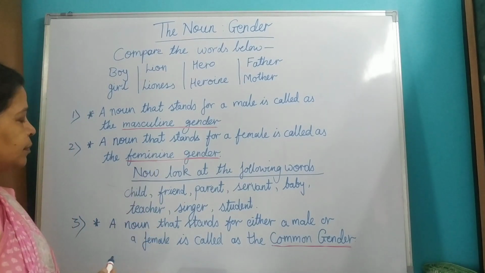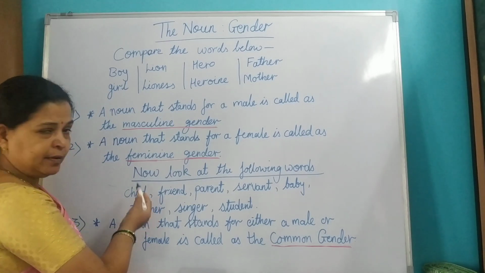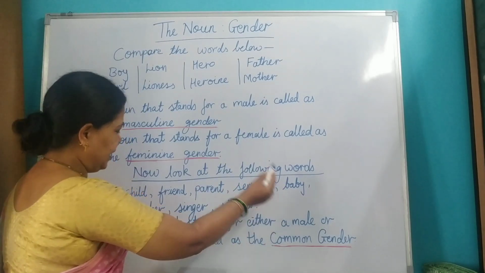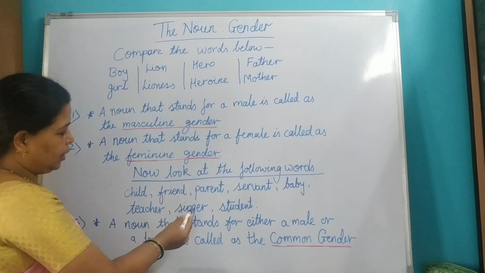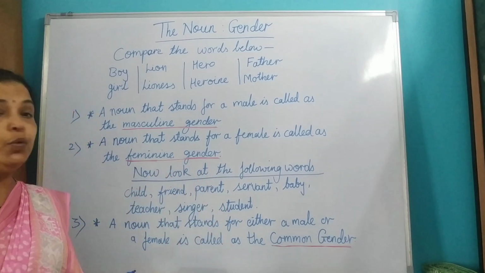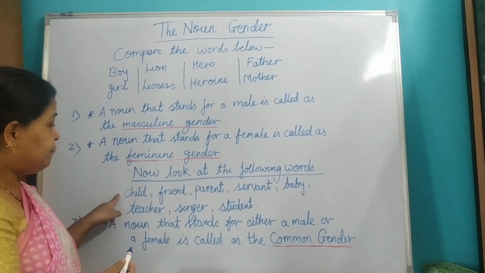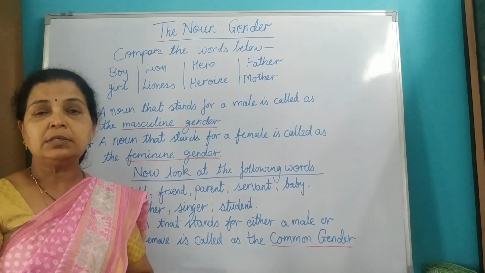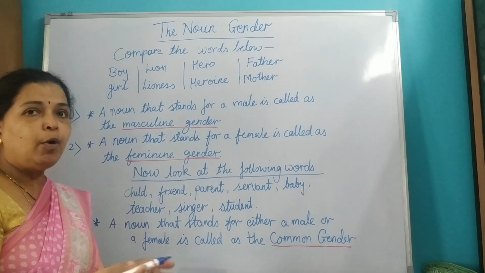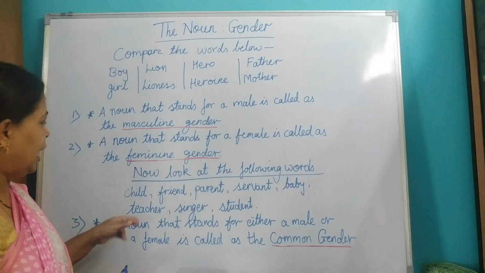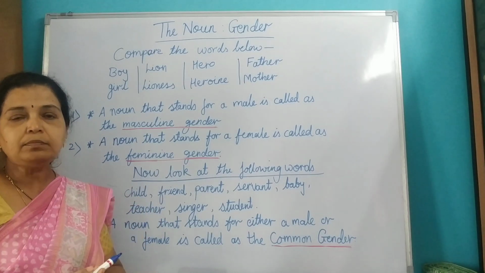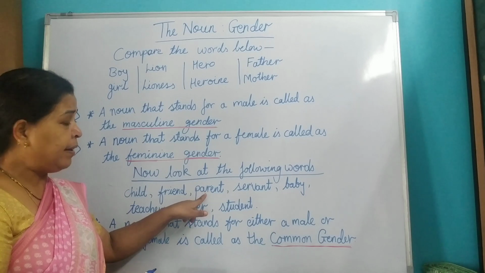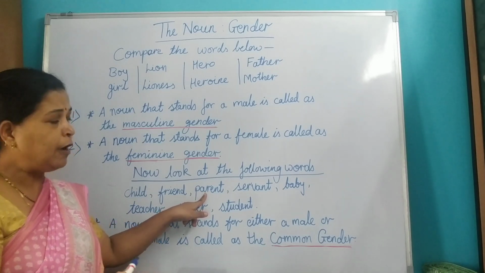Now look at these words. Child, friend, parent, servant, baby, teacher, singer, and student. Now, the first one, child. A child can be a small boy or a small girl. Either a boy or a girl, can be both. Then friend. It can be a boyfriend or a girlfriend. Then parent. It can be a mother or a father.